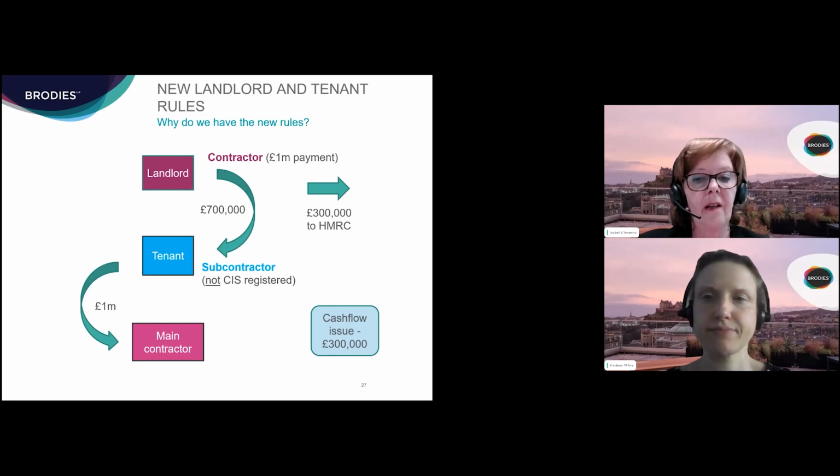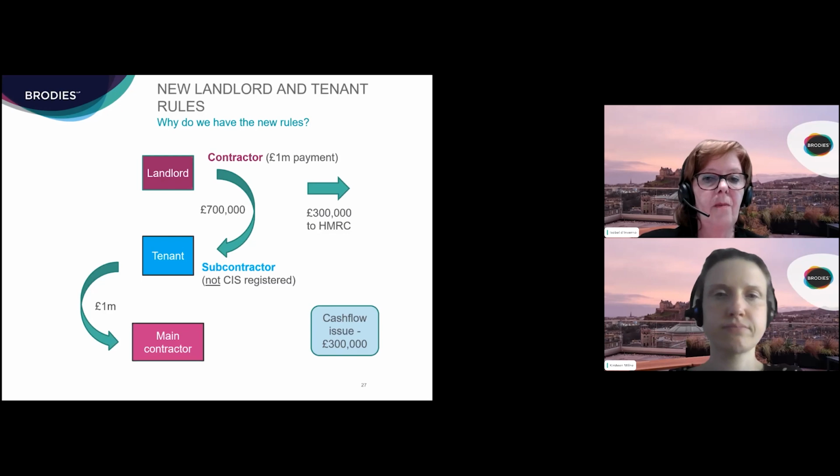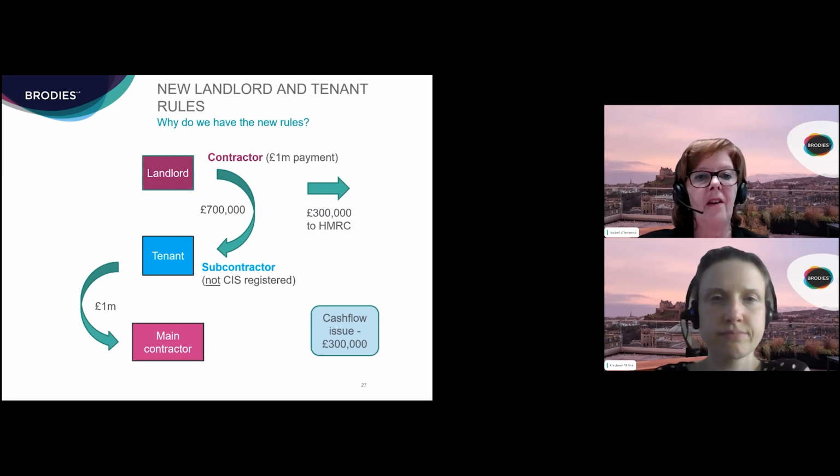So the main contractor who is registered for gross payment needs to be paid and is expecting to be paid £1 million. But unfortunately, the tenant is only going to get £700,000 from the landlord, so we'll have a £300,000 gap. And this sort of situation came up a lot, and you could plan around it, but it's really not what the construction industry scheme was designed for. And so the new landlord tenant rules were brought in on the 6th of April.